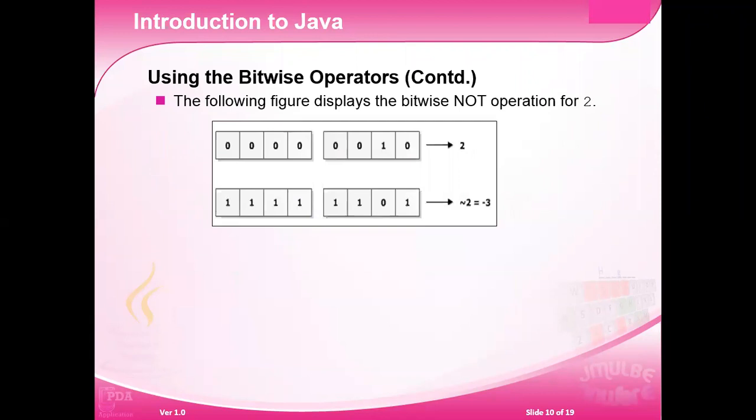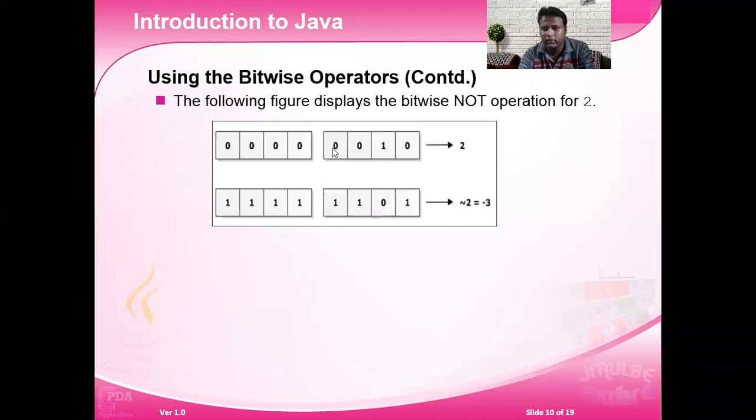Now take a look at this example. Here, if it is 0, then it returns 1. If it is 1, then it returns 0. The NOT of 2 operator gives you the result minus 3. That is the bit representation of minus 3.